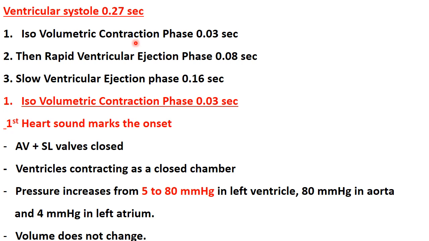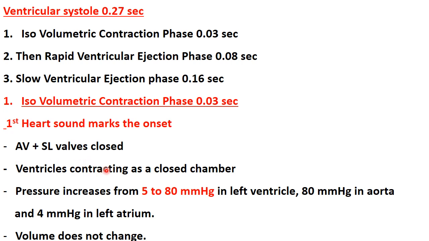There is a ventricular systole of 0.27 seconds. It is composed of the isovolumetric contraction phase, 0.03 seconds. After that, there is the rapid ejection phase, 0.08 seconds, and then comes the 0.16 seconds of the slow ventricular ejection phase. Add them up, it makes 0.27 seconds, good. Coming to the isovolumetric contraction phase of 0.03 seconds only, the first heart sound marks its onset.